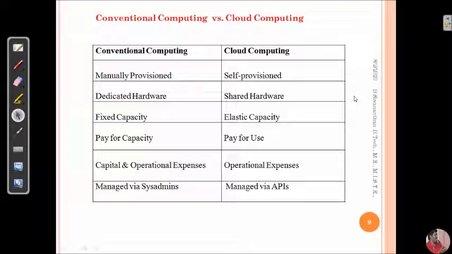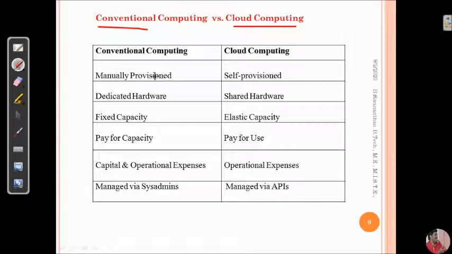This video is the continuation of the previous video, the introduction to cloud computing. In this video we're just going to see some very basic things. First, we are going to see the basic differences between traditional computing, the conventional computing, and cloud computing.